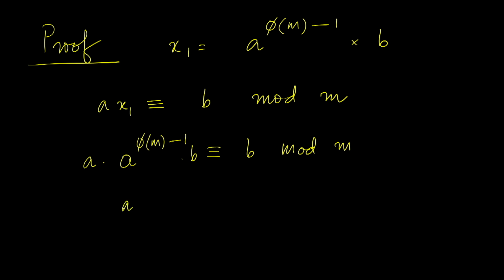So let us check. We find that a power phi of m times b is indeed a solution, because by the generalization of Fermat's theorem, a power phi of m is 1 mod m, so 1 into b is indeed b mod m. So the congruence is satisfied. So if you plug in x1 as a power phi of m minus 1 times b, the congruence holds good. So x1 is indeed a solution of the congruence.